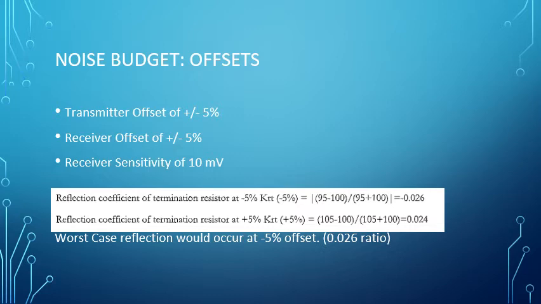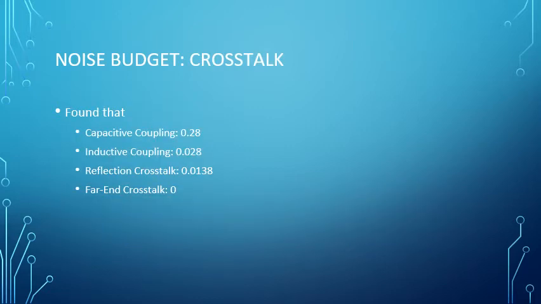To find the worst case reflection, we would plug it into the reflection coefficient equation, which is (ZT minus Z0) over (ZT plus Z0). And we came up with the worst case reflection occurring at the negative 5% offset, which is approximately a 0.026 ratio. Of course, to have more accurate calculations, we also took into consideration the capacitive coupling, the inductive coupling, the reflection crosstalk, and the far end crosstalk. The far end crosstalk in this case is 0 due to us having a homogeneous medium.